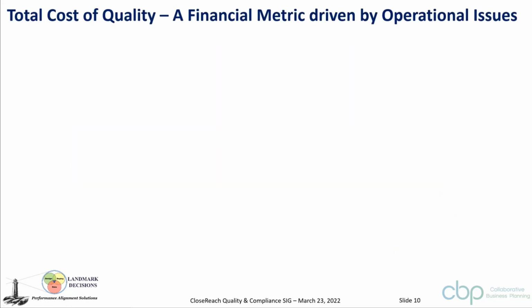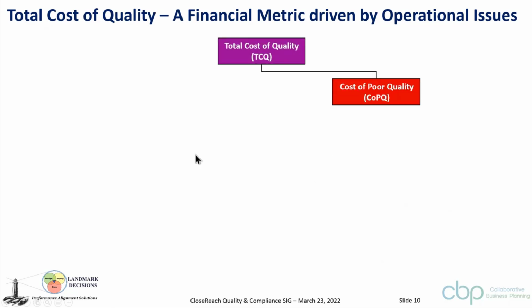So what is total cost of quality? It's typically defined as a financial metric, a cost, but it's really driven by operational issues. Not unlike what we have with an ABP diagram, the cost of an output, the cost of a customer, or whatever, are really driven by how the business operates. So the operational information is so critical on that. When we look at total cost of quality, it's usually broken into two pieces.